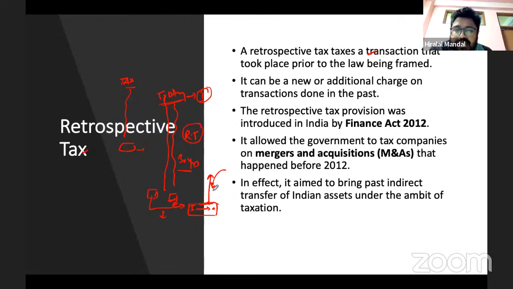could control the situation. All right, this is largely because of the kind of tax that was introduced by the Finance Act 2012. Under this act, it allowed the government to impose tax on mergers and acquisitions that happened before 2012. In fact, it aimed to bring the past indirect transfer of Indian assets under the ambit of taxation.